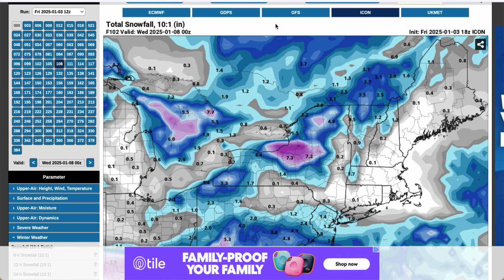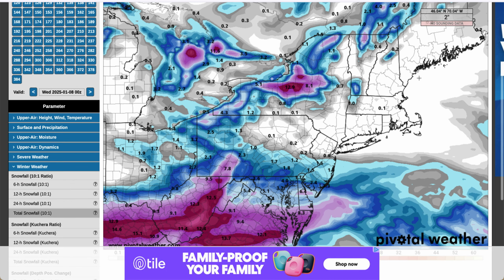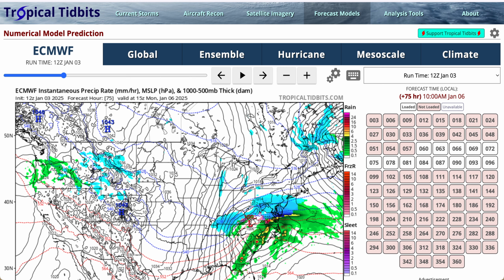Icon is pretty similar to the Canadian. Pull up the UK Met. The UK's model is pretty similar to the Euro. So really, the biggest question here is where this low pressure sets up.